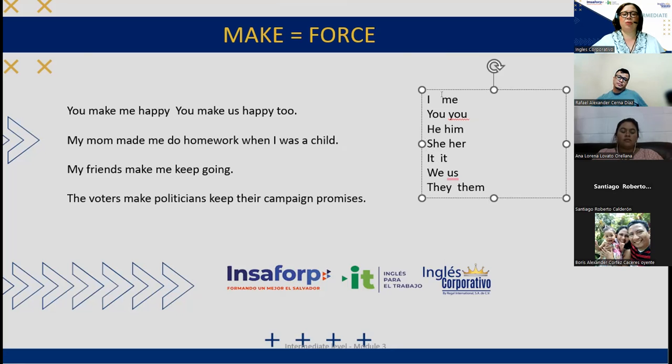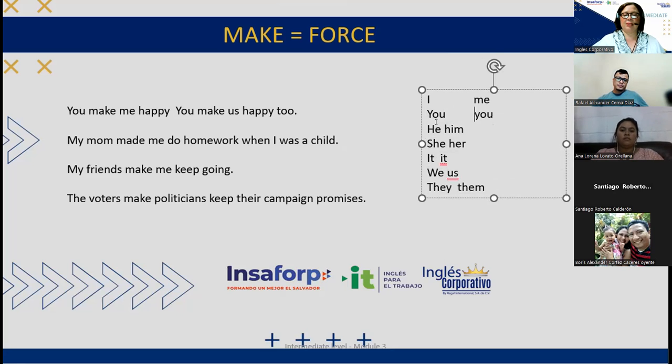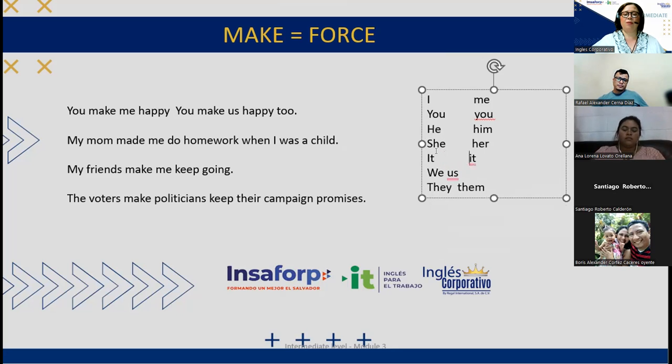Object pronouns. These are object pronouns, yes. Object pronouns go after the verb, right? The object pronoun goes after the verb because it's an object. It is the one who receives the action of the verb. So these are the object pronouns.